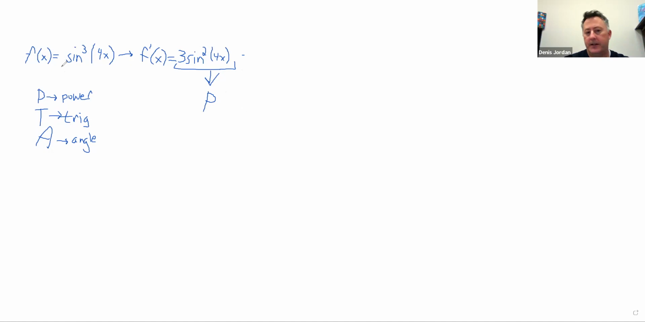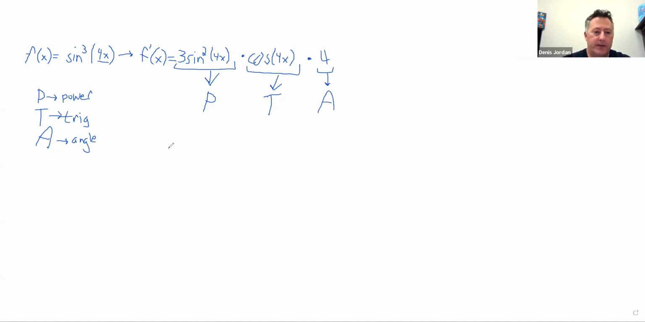So now we still have the trig and we still have to do the angle. If you look at the trig function in this example, just the trig function is sine. And the derivative of sine is cosine. And it has the same angle. And the last thing to do is multiply by the derivative of the angle. So the angle is 4x, and its derivative is 4. And that's the angle part.